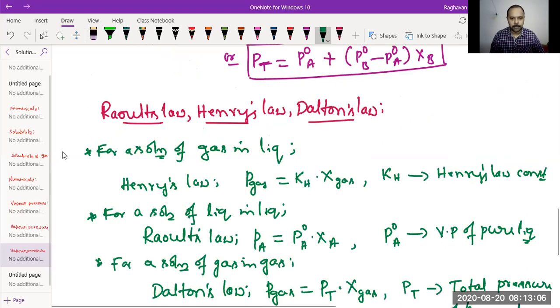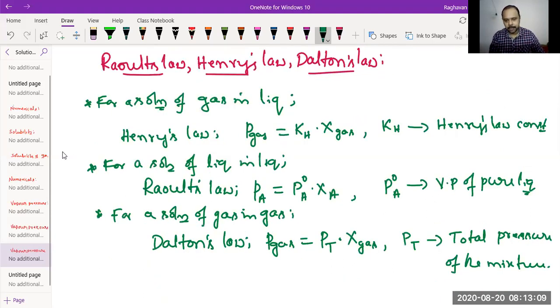You can see in all the three cases, partial pressure is directly proportional to mole fraction. Only thing is, the constants are different. So accordingly you have to use them. If they ask you to calculate the partial pressure of the gas in the vapor phase, you have to apply Dalton's law there. For the partial pressure of each component in binary solutions of liquids, apply Raoult's law. For the partial pressure of a gas in a solution of liquid, apply Henry's law. So slight differences will be there in the data and the problem. You have to clearly identify what to apply and when to apply it.